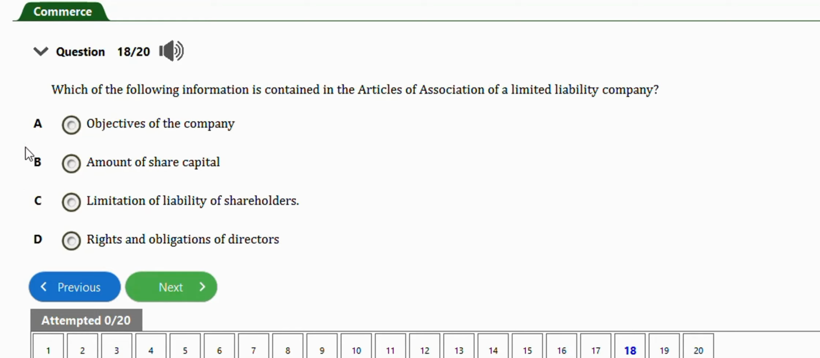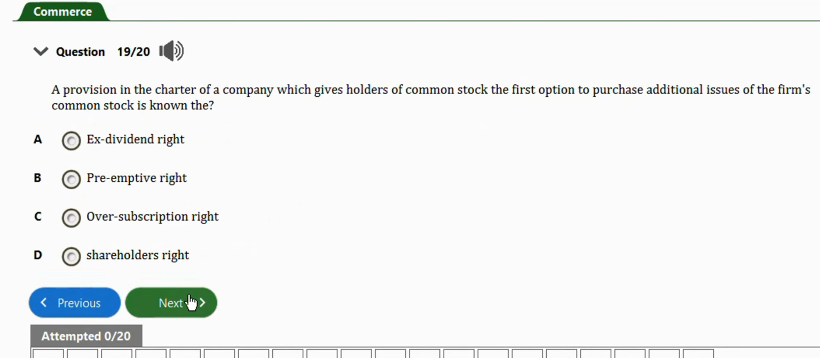Next question, it says which of the following information is contained in the articles of association of a limited liability company? Objectives of the company, amounts of share capital, limitation of liability of shareholders, rights and obligations of directors. The right answer is option D. Rights and obligations of directors. Very important.